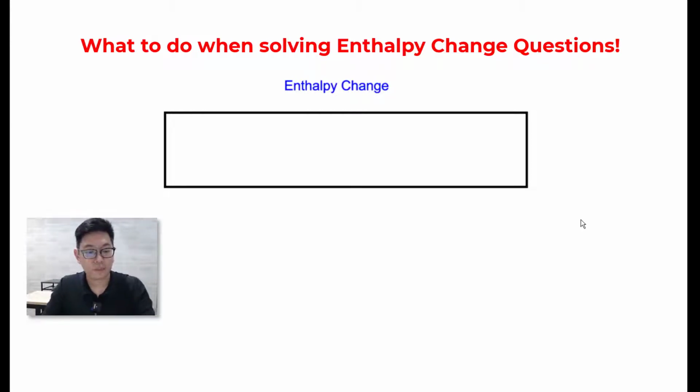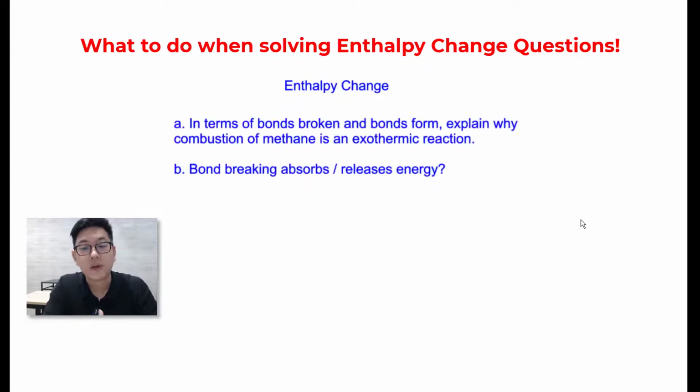So when you come across an enthalpy change question, some of the common questions will be, in terms of bonds broken and bonds formed, explain why a certain reaction is exothermic or maybe endothermic, or sometimes in MCQs they might tell you, does breaking of bonds absorb or release energy? So it can get a bit confusing. Now what I always like to do is this.